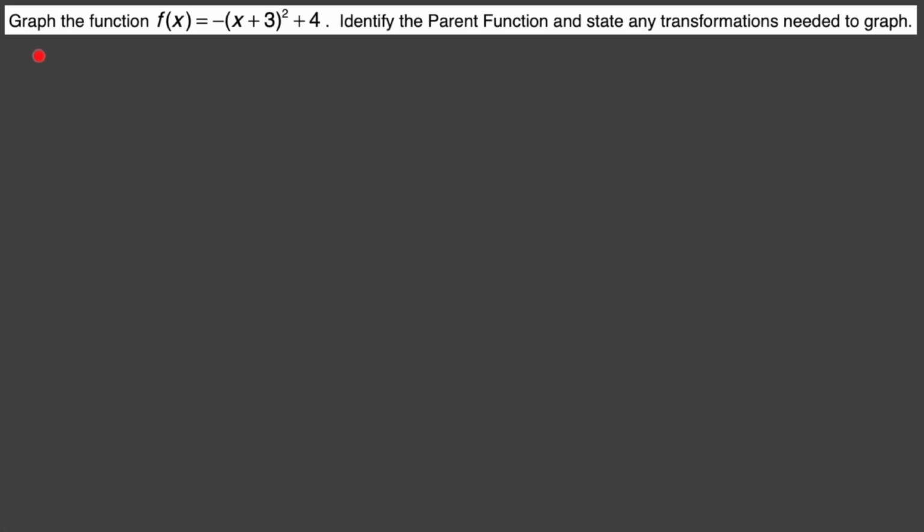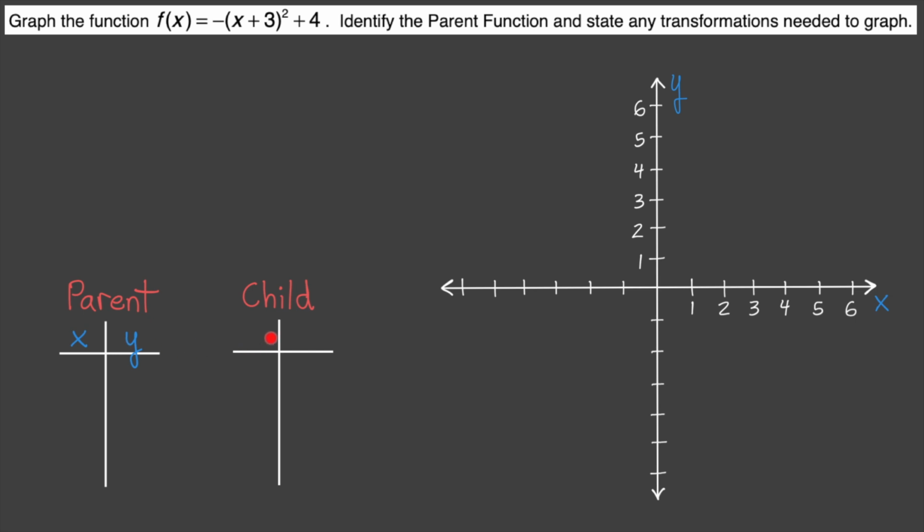This question says, graph the function f of x equals negative (x plus 3) squared plus 4. Identify the parent function and state any transformations needed to graph. So we're going to approach this graph two different ways. The first way is using the parent-child function relationship, and the second way is just using the transformations and graphing each transformation in the correct order. So let's go ahead and do the parent-child function relationship first.